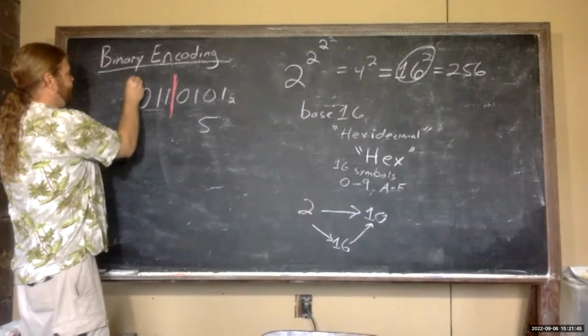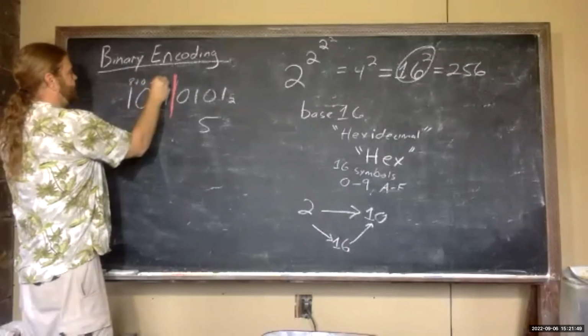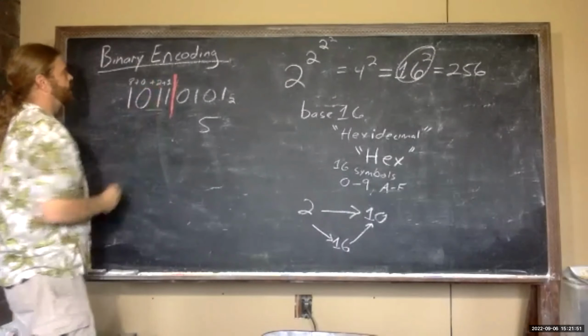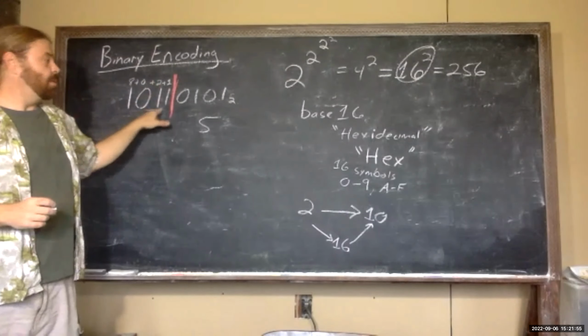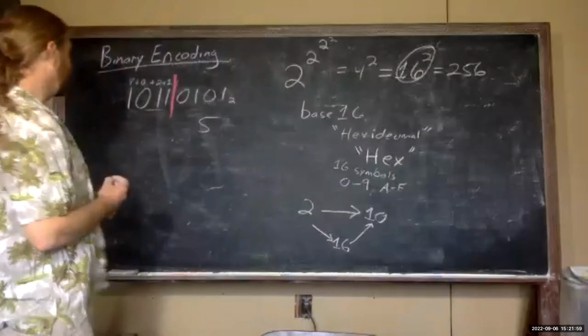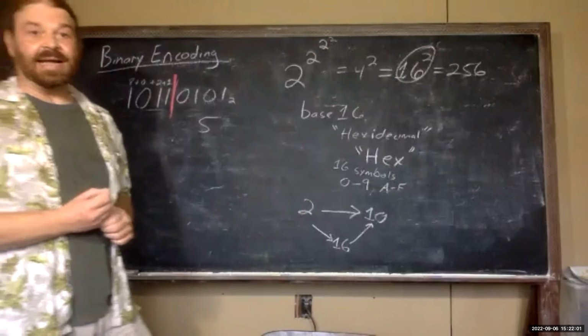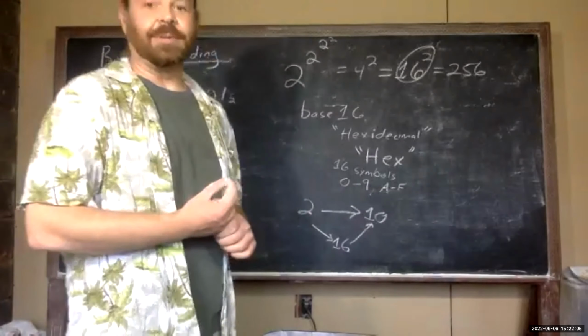So we have 8 plus 0 plus 2 plus 1. So what number is that? 1, 0, 1, 1. And what is 11 in hexadecimal? Because 11 takes too many symbols. We want to write it with just one symbol.